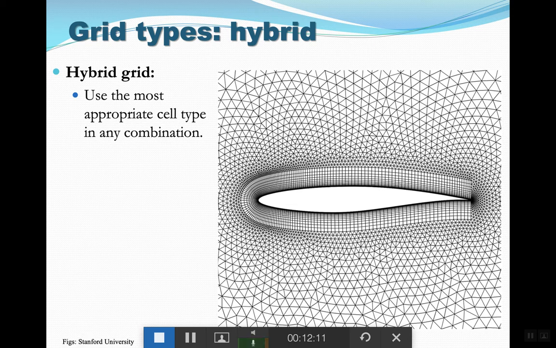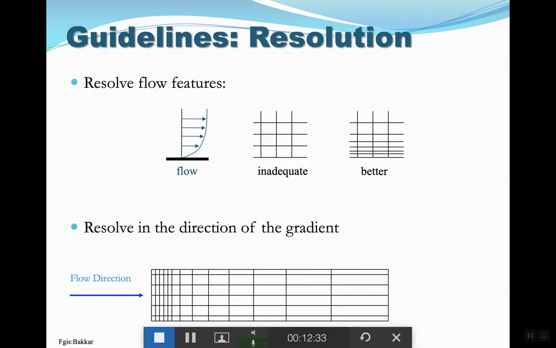Because guys, remember, our rule of thumb was to simplify your simulation. One big step of simplifying the simulation is in mesh generation. Try to make as few cells as possible, because if you increase the number of cells, essentially you are making your simulation more difficult.